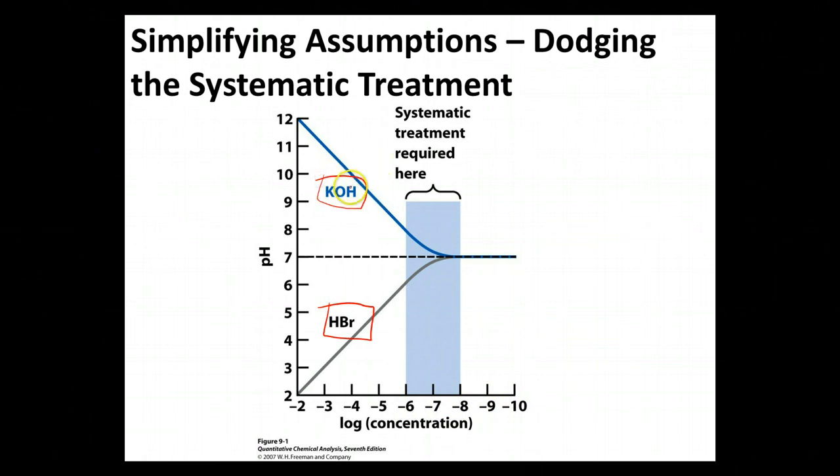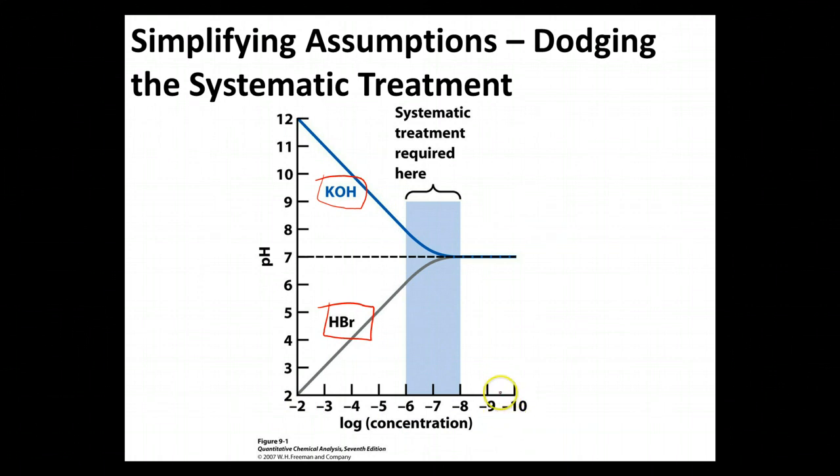Where we have KOH or we have HBr. Notice strong base and strong acid in solution. Now, this is something that comes up a bit in the workshop that we get through. And I also want to point out this axis. We're in negative log of concentration. In other words, we're at 10 to the minus 2 concentration through 10 to the minus 10 concentration.